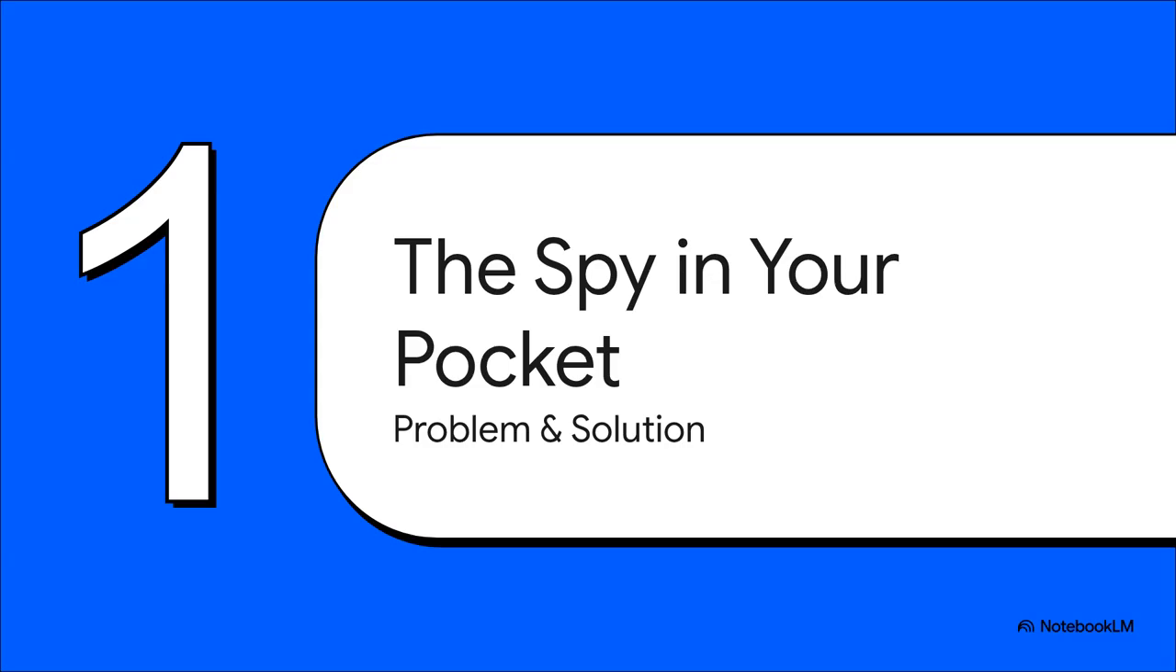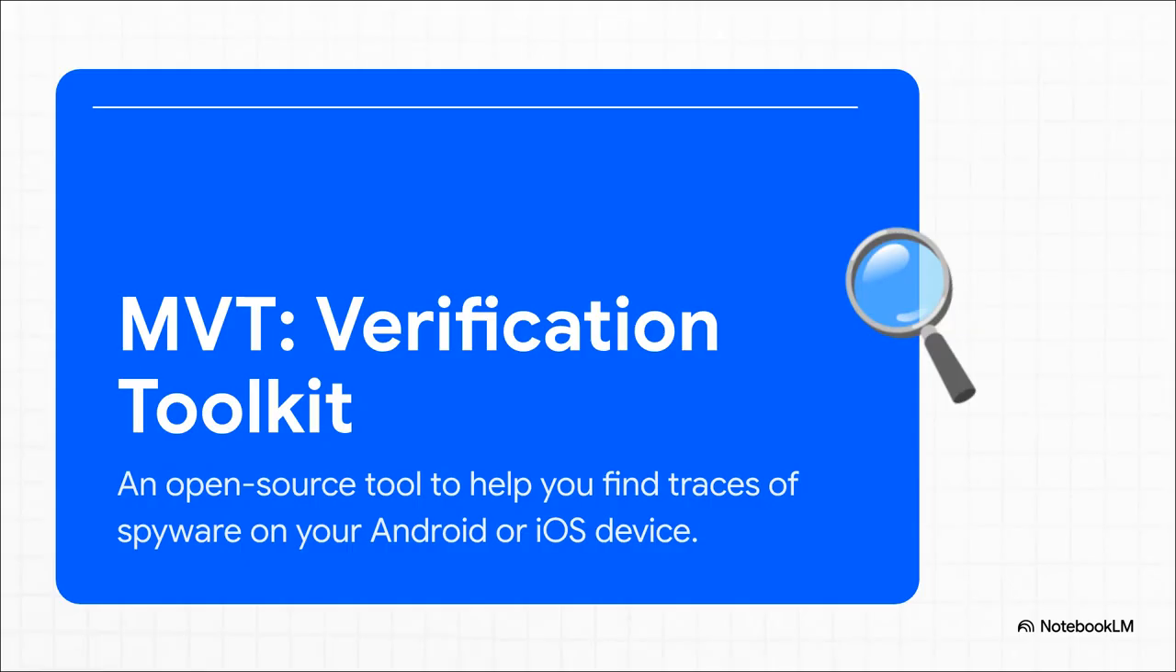So let's start by properly introducing the problem, and more importantly, the solution we're going to use to investigate that potential spy in your pocket. Okay, so meet MVT, the Mobile Verification Toolkit. It's an open source project, which basically means it's transparent, it's vetted by the community, you can trust it. Put simply, it's a toolkit that lets you methodically search for signs of infection on your own iPhone or Android. It's just like having a forensic lab right there on your computer.